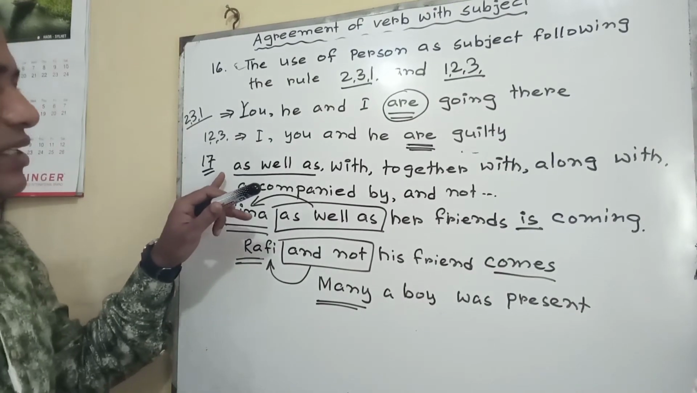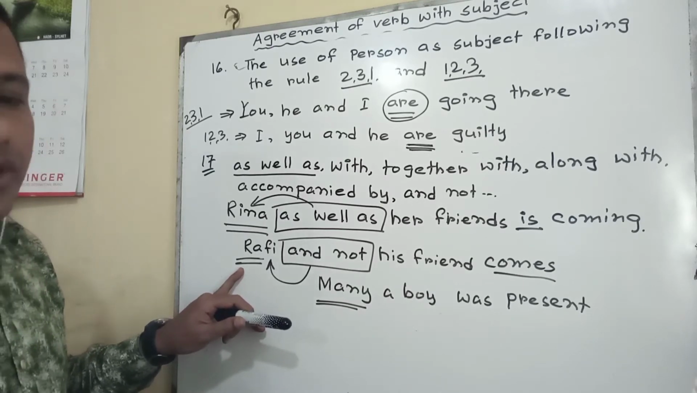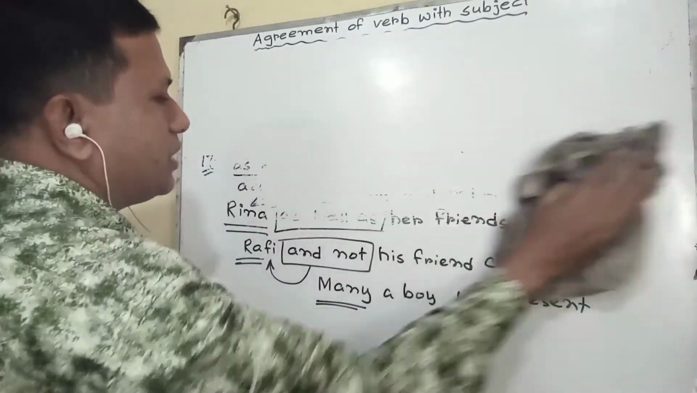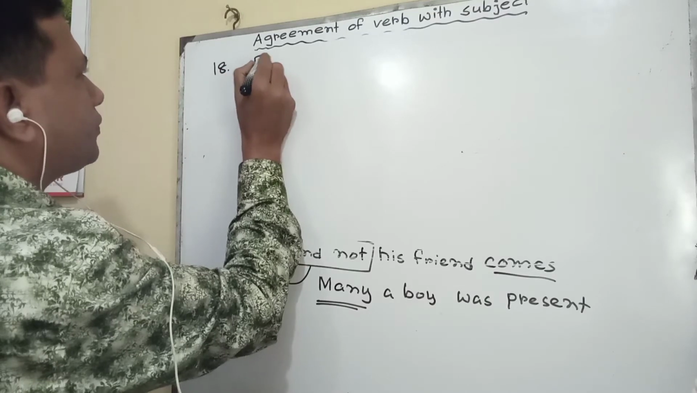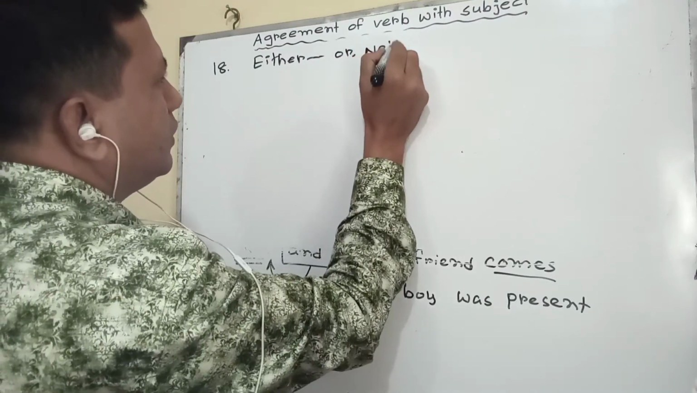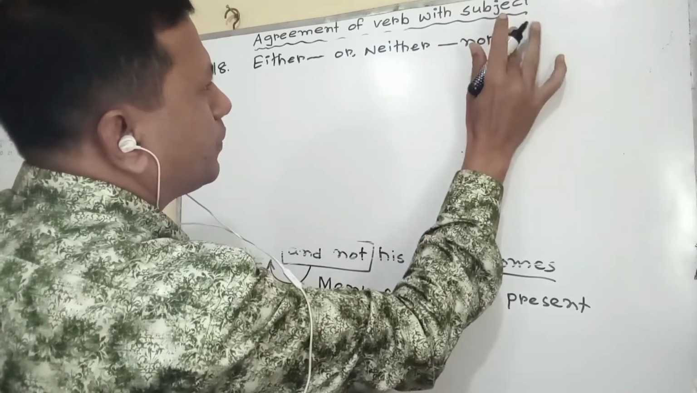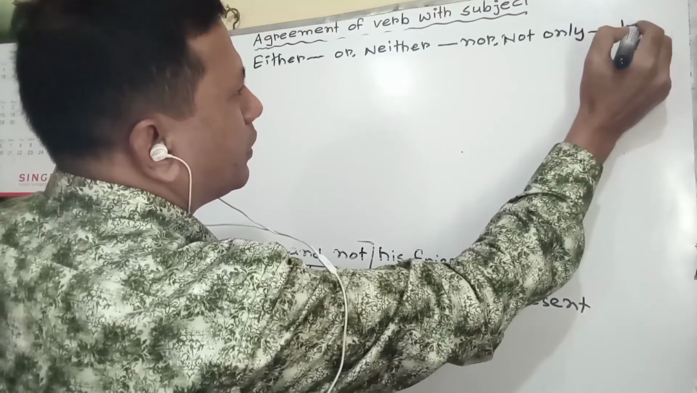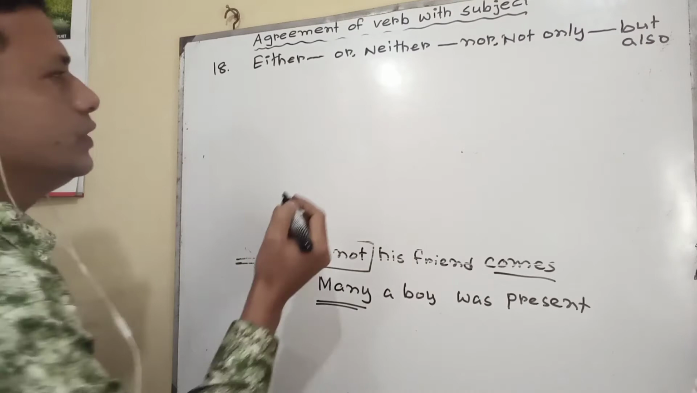Dear friends, try to understand properly, watching the video time and again, and you can write these down in your notebook to understand well later. Rule 17 is very important. Now I am going to rule 18: either or, neither nor, then not only but also.